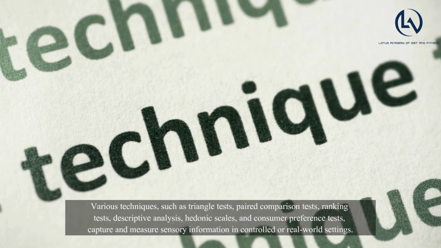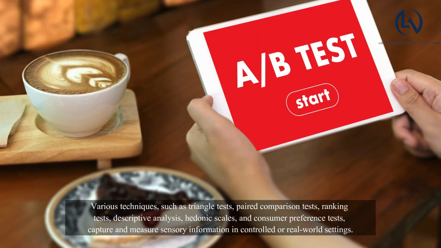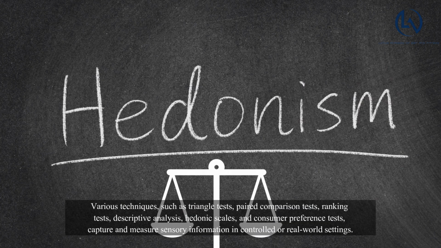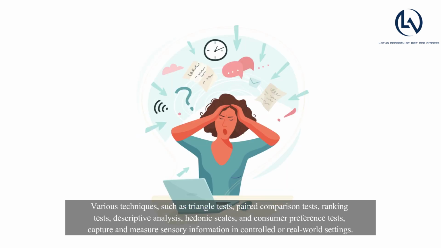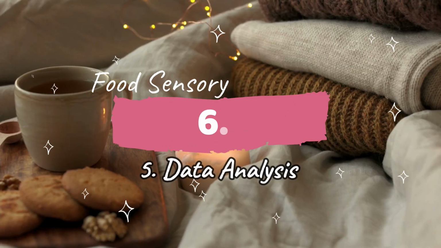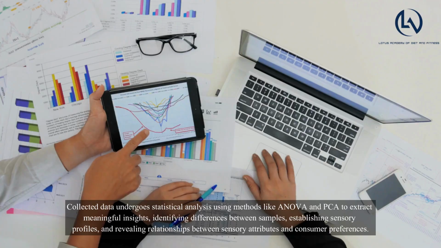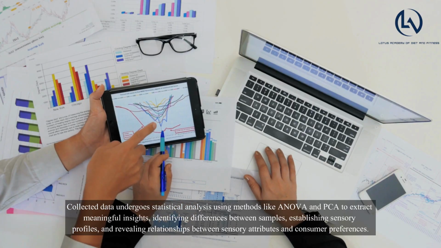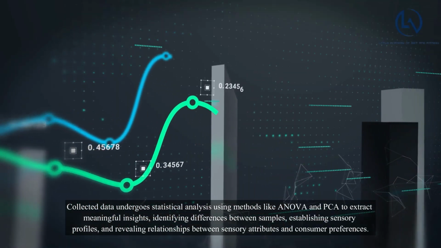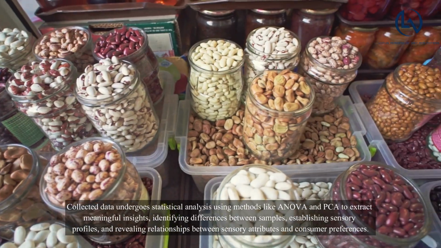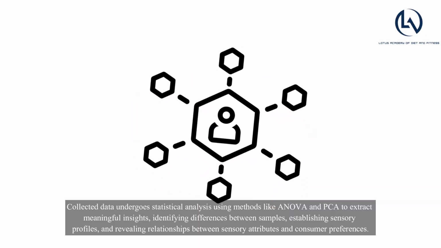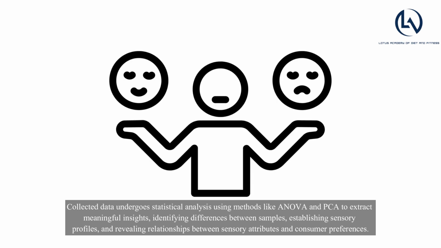Evaluation techniques. Various techniques, such as triangle tests, paired comparison tests, ranking tests, descriptive analysis, hedonic scales, and consumer preference tests, capture and measure sensory information in controlled or real-world settings. Data analysis. Collected data undergoes statistical analysis using methods like ANOVA and PCA to extract meaningful insights, identifying differences between samples, establishing sensory profiles, and revealing relationships between sensory attributes and consumer preferences.